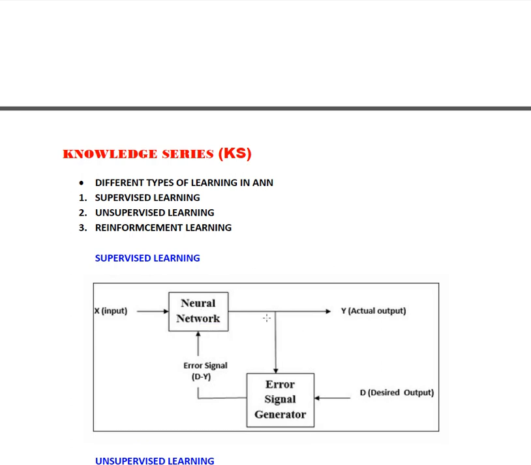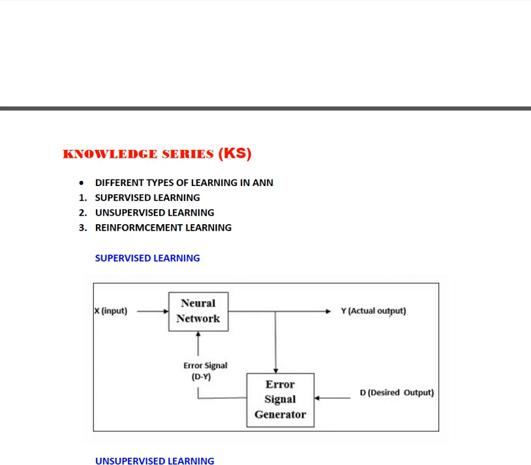So in supervised learning or training, the artificial neural network collects the input vector and presents it to the network, and then the output vector is generated for the given input.